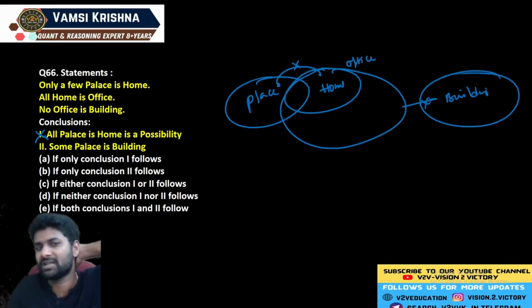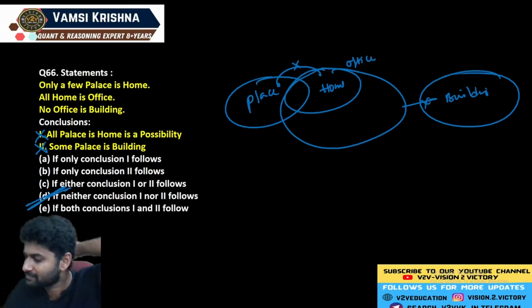Now, some palace is a building. There is no direct relation in the diagram, so it is invalid. It is also neither nor, guys. It's an invalid conclusion.